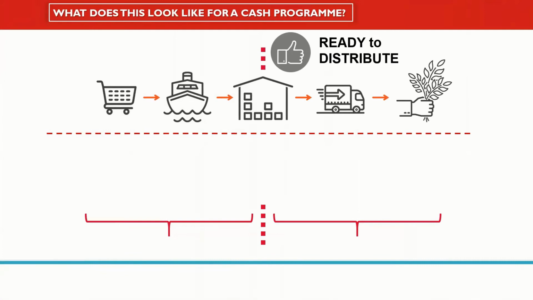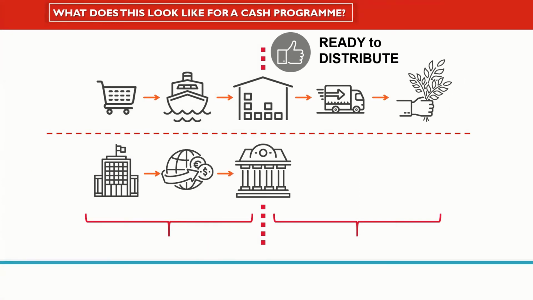In a cash or voucher programme, this looks quite different. Instead of an overseas purchase and shipping, it is likely that a donor gives money to a headquarters office that then needs to wire the money to a bank in the country where the programme occurs. Then there's a process where that money goes from the bank either directly to the recipients, or it might go via mobile money or a financial service provider, or through vouchers to pay for the goods provided by the retailers.